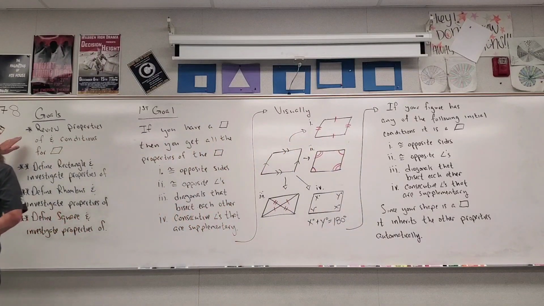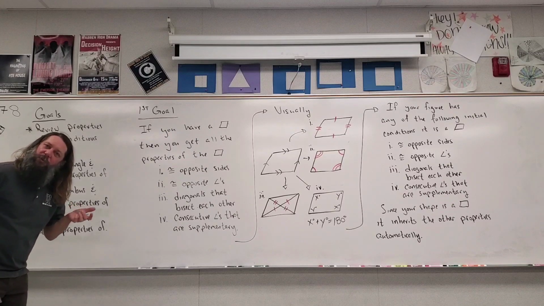Our first goal is going to be to review properties of and conditions for parallelograms. Our second goal is going to be to define a rectangle and investigate the properties of the rectangle. Our third goal is going to be to define a rhombus and to investigate the properties of the rhombus. And our fourth goal is going to be to define a square and investigate the properties of the square.